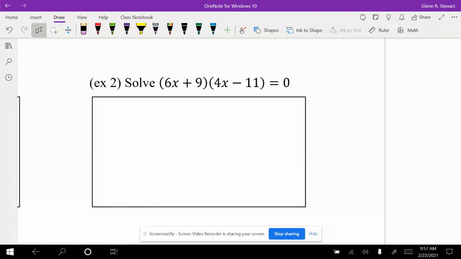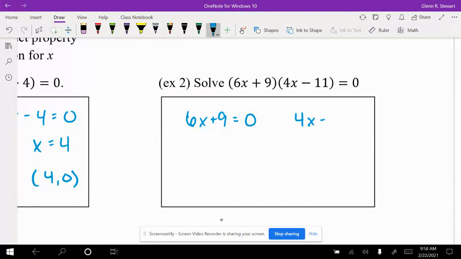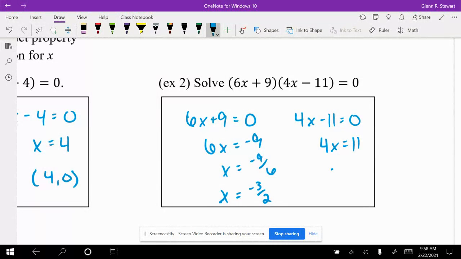Example number 2: 6x plus 9 times 4x minus 11 equals 0. Once again, we're going to solve these. Set them both equal to 0 because they're already factored. So 6x equals -9, x equals -9/6, which we can reduce to -3/2. Over here, 4x equals 11, and x equals 11/4.